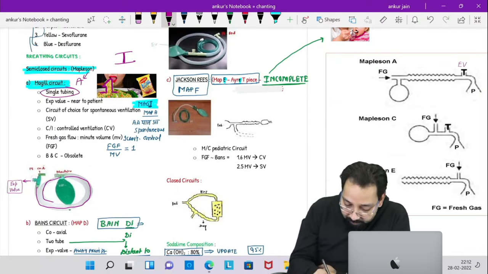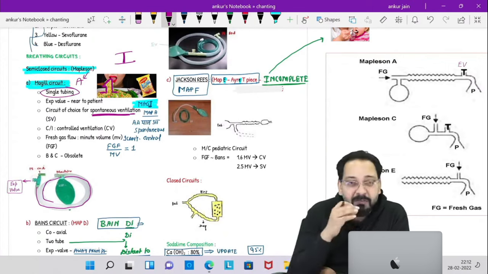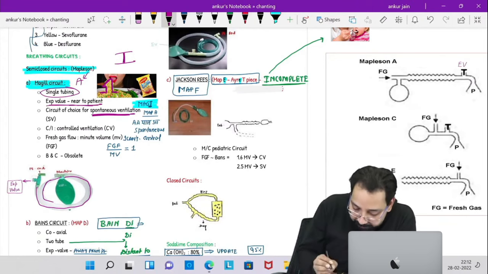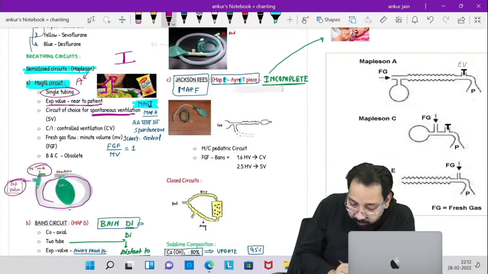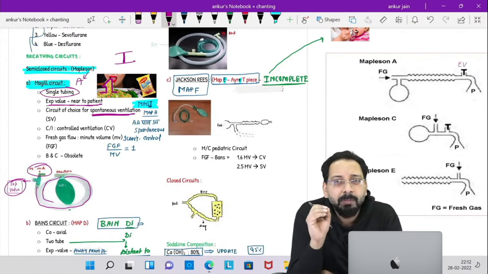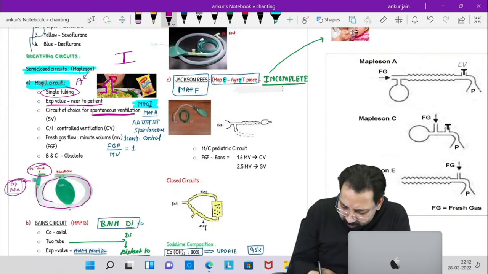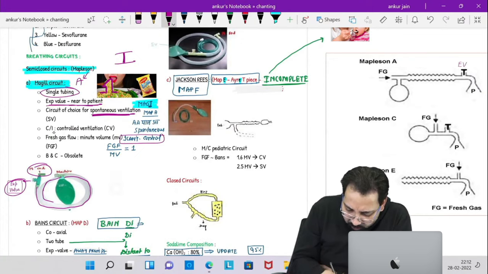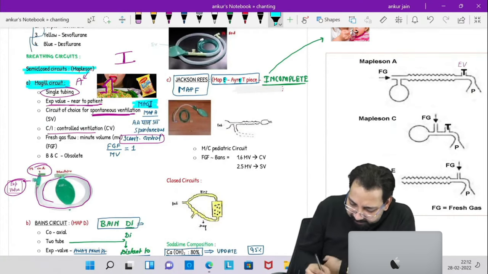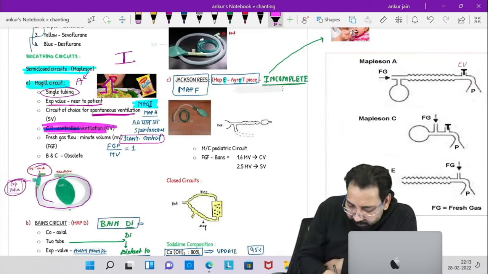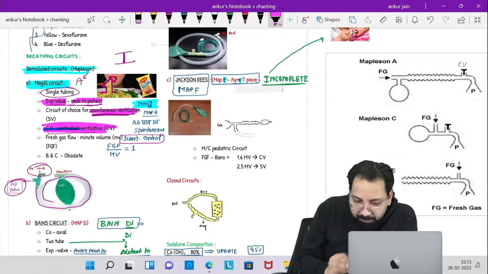spontaneous. That is spontaneous ventilation. And it's very near to. Yes, you must have eaten Maggi and very near. So the expiratory valve is near to the patient. So this is the patient and the expiratory valve. If you remember Maggi, you will remember all these things. You can't control Maggi. Maggi can't control, I can't control means contraindicated in controlled ventilation, contraindicated in controlled ventilation. This is spontaneous, expiratory valve near to the patient.